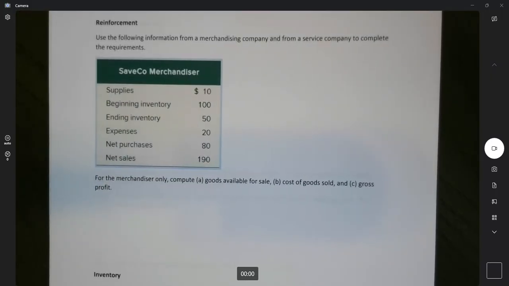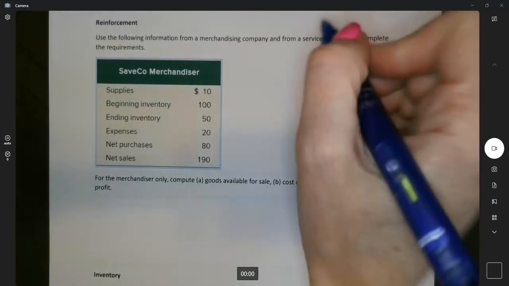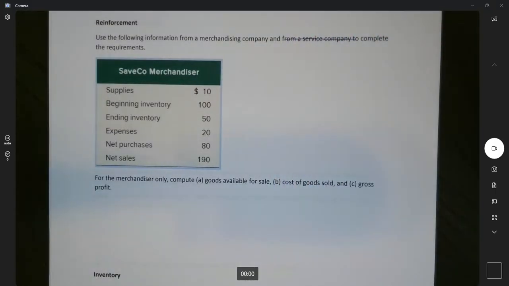Here we go. Next up, we're going to use the following information from a merchandising company, not also from a service company, so I'm going to cross that out, to complete the following requirements. So we have Safeco Merchandiser, and they have supplies of $10, beginning inventory of $100, ending inventory of $50, expenses of $20, net purchases of $80, and net sales of $190. For the merchandiser only, we will compute the goods available for sale, the cost of goods sold, and the gross profit. Parts of these kind of go into each other in terms of the goods available for sale can be calculated while calculating cost of goods sold.